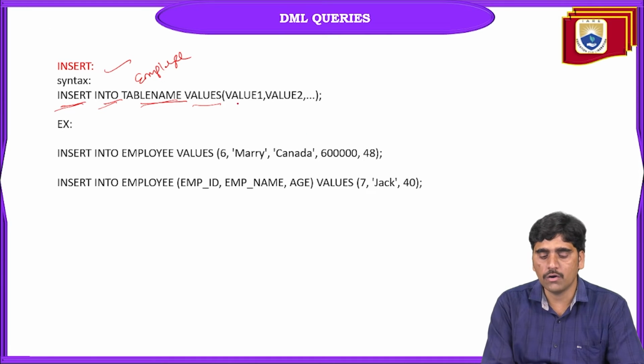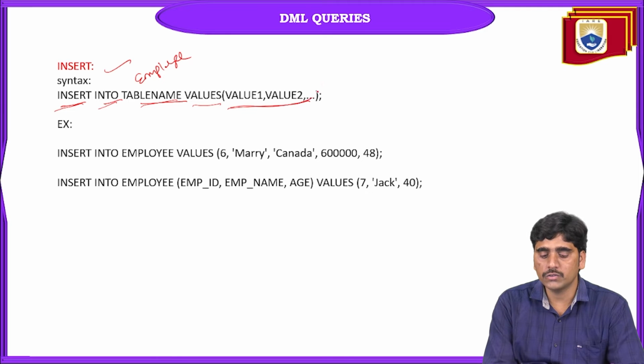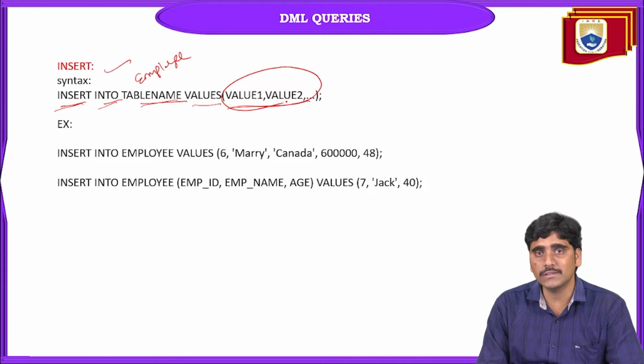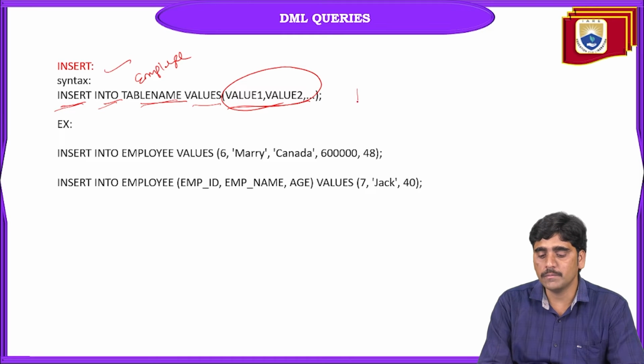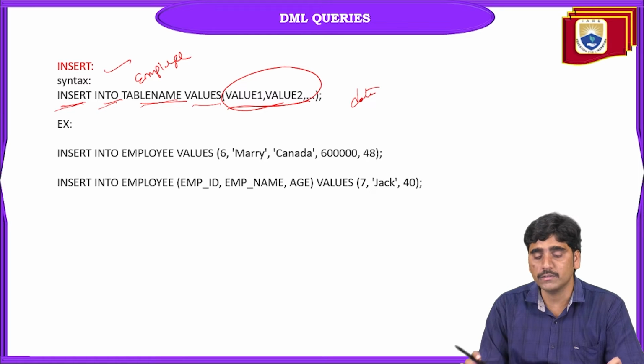Values of value 1, comma value 2. Whenever you perform an insert operation, you should mention the size of the data types as well as the size of the values also. The data types that the employee table contains and the values you insert should be the same.